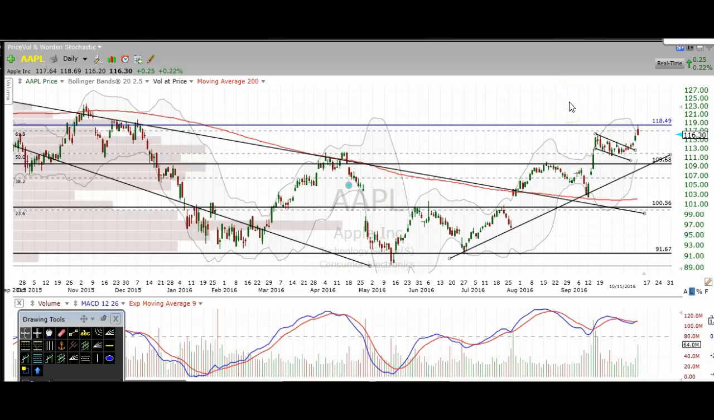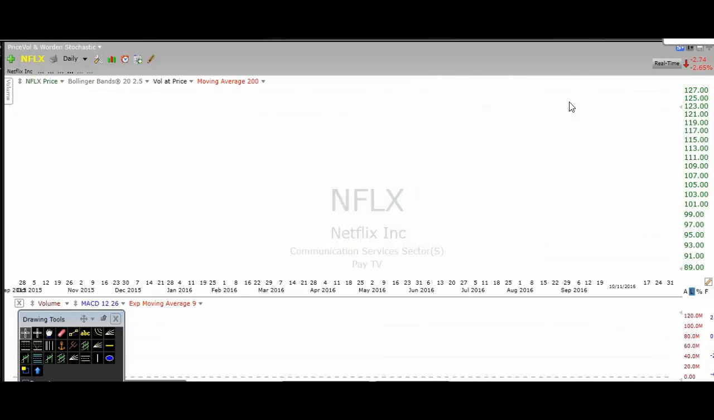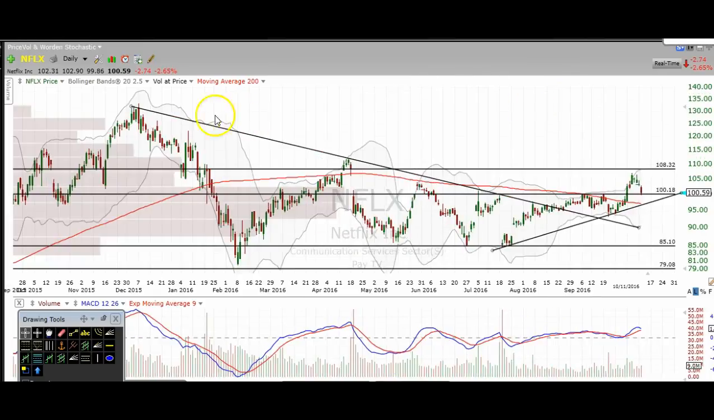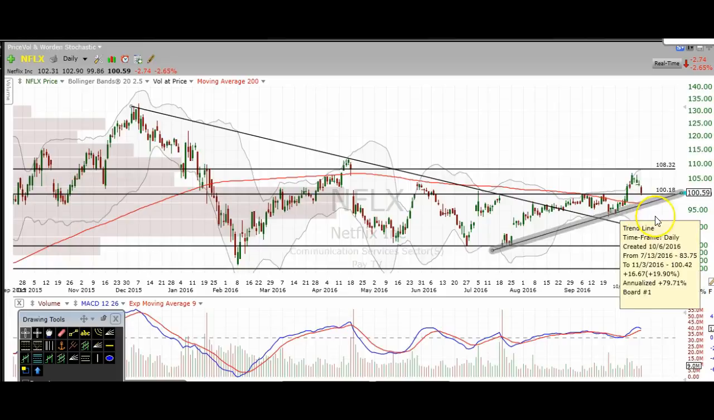The next chart that we're going to be looking at is Netflix. And Netflix, nice overall chart here. Here's a break over that downtrend line. Okay, here's a touch. Broke over it right here. And now we have a new little uptrend line right here. Kind of a similar look to Apple that we just discussed. There's a touch. Here's several touches right here.